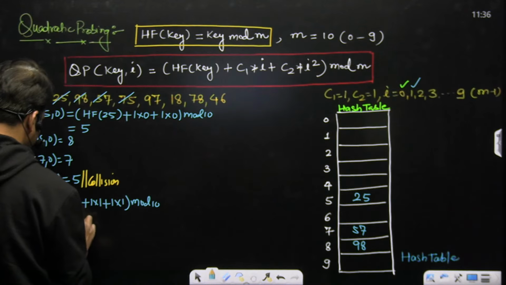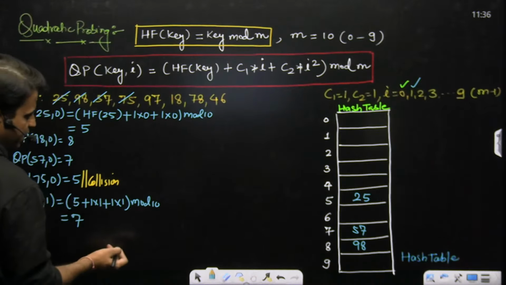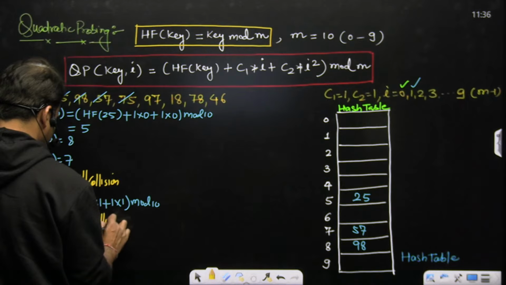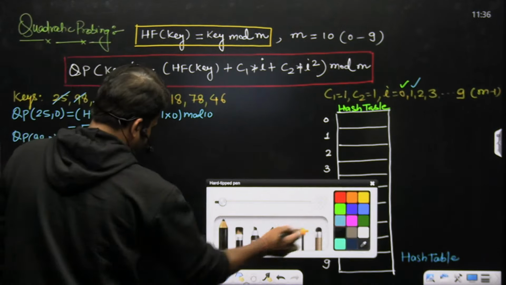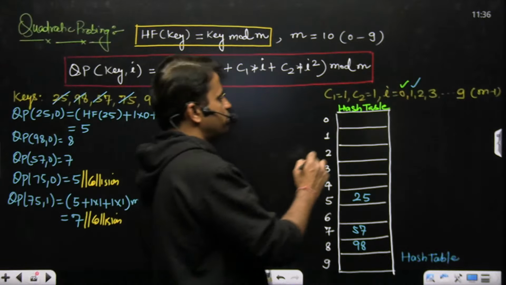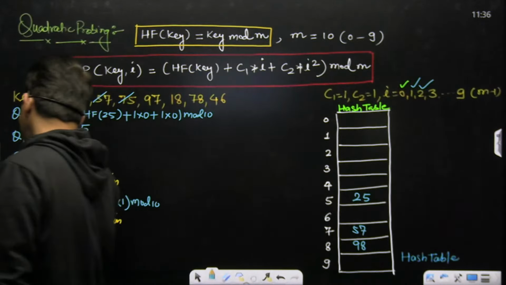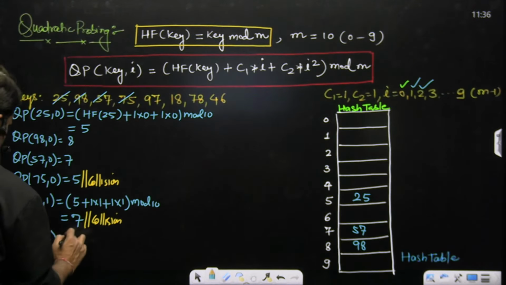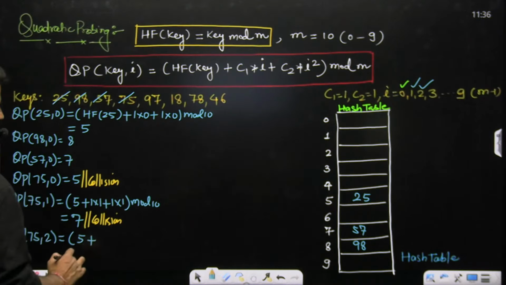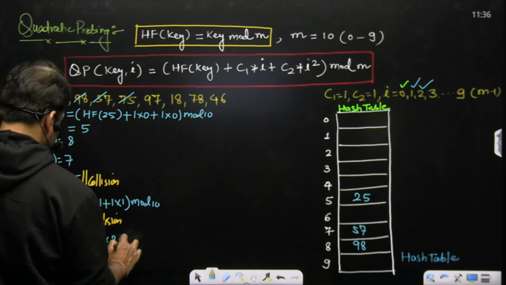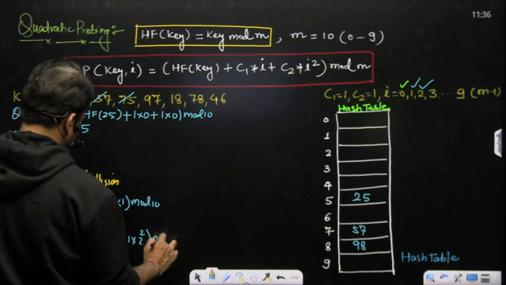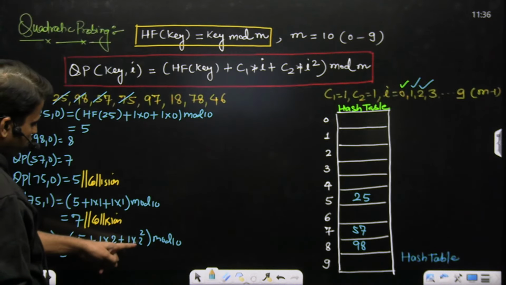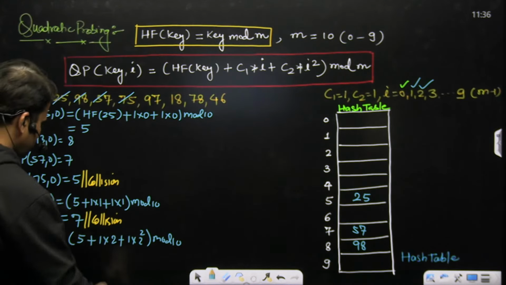So this is what, sir? 7. At 7 there is again a collision, student. So if again collision, then choose i value equals to 2. If i value is 2, then 5 plus C1 into i, 1 into 2, plus 1 into 2 square, mod 10. So it will give what, sir? 5 plus 2 is 2, 4. Plus 2 is 6, plus 5 is 11, mod 10, this is 1.